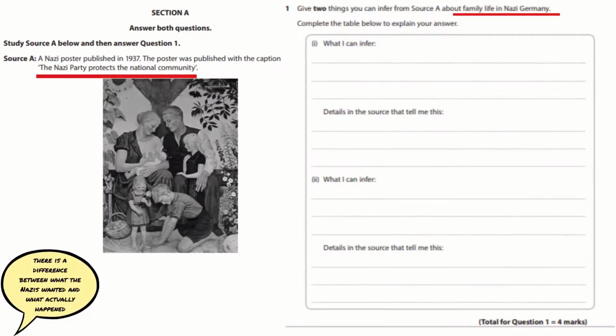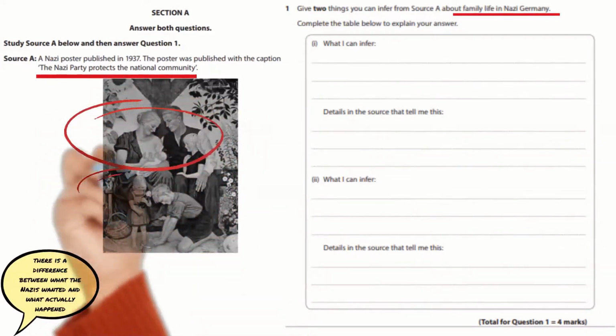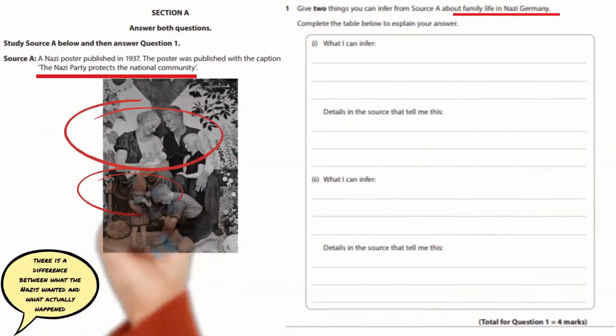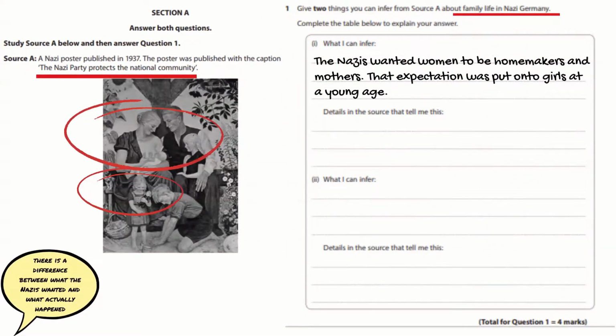Have a look at the picture, and there are some key details we can pick out. The first one I spot is about gender roles. We see that the mother is breastfeeding her baby and the little girl in front of her is holding a doll. To me, this suggests that the Nazis want women to be homemakers and mothers, and that the expectation is put onto girls at a young age. So I can just write this inference directly into my answer.